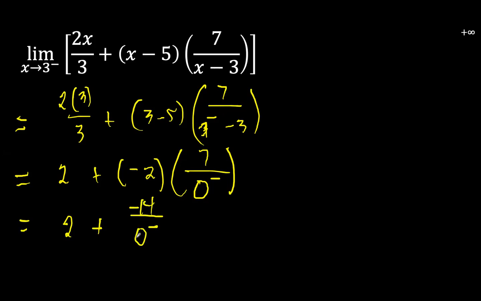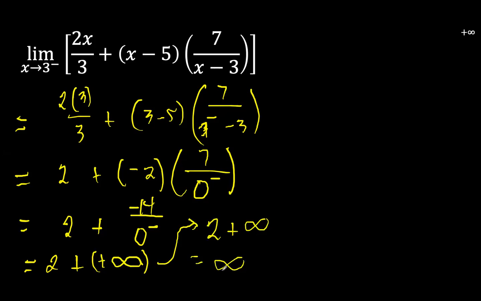All of the values are close to 0 from the left of 0. So this becomes 2 plus 14 divided by 0, which is infinite or undefined. Negative divided by negative is positive, so we have positive infinity. So 2 plus positive infinity is equal to infinity. So our answer here is positive infinity.